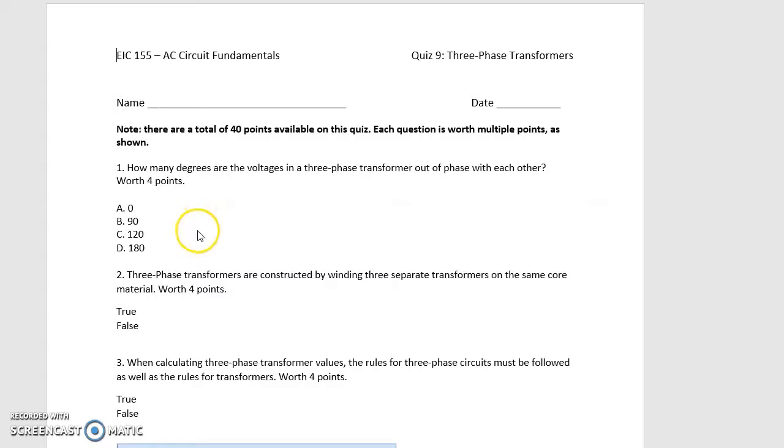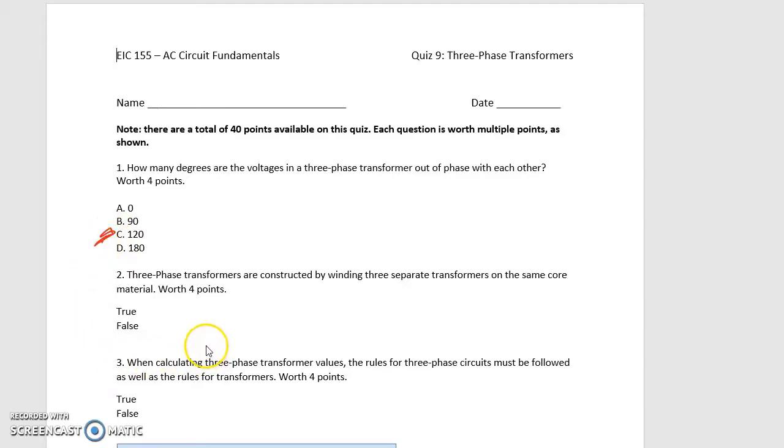Quiz 9 was on three-phase transformers. Let's go over it now. Number 1, how many degrees are the voltages in a three-phase transformer out of phase with each other? 120 degrees.